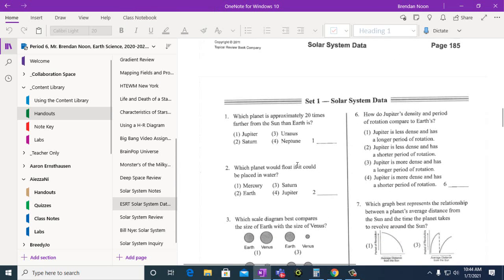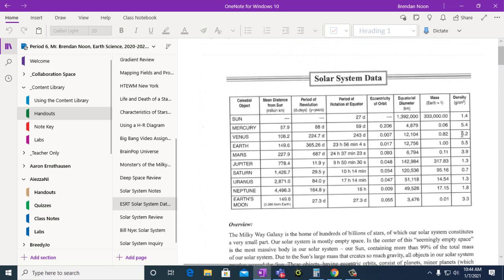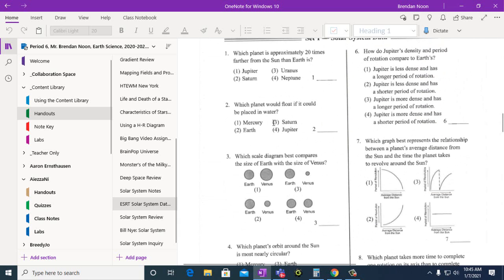Which planet would float if it could be placed in water? Well, we know this from our notes already. But if you didn't know it, you would come over here and check the density. And we want something that's less than 1, right? There's only one planet that has a density less than 1, and that's Saturn. So the correct answer to that one is that Saturn would float if it could be placed in water.